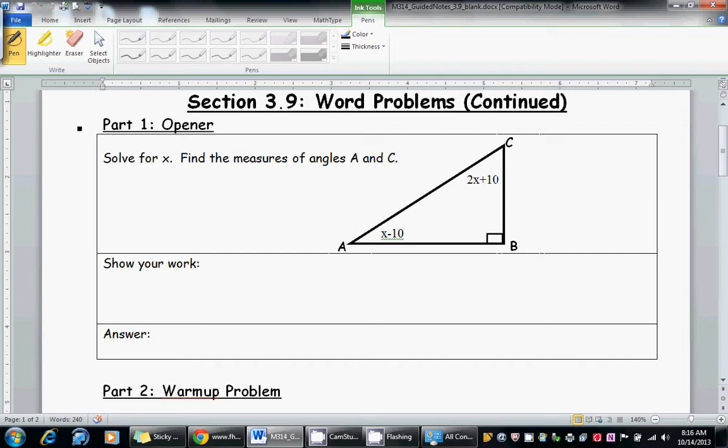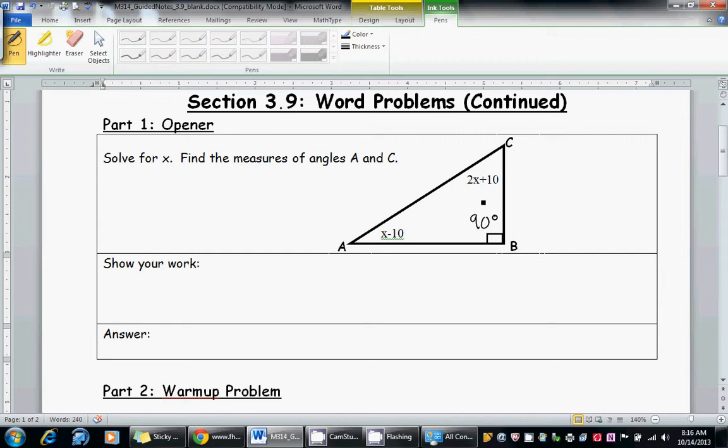Okay, so let's take a look here. Part 1, solve for x. Find the measures of angles A and C. As we can see from the picture, we have a right triangle ABC, with a right angle at B, and I'm sure we remember that a right angle is a 90-degree angle. Angle A is x minus 10 degrees. Angle C is 2x plus 10 degrees.